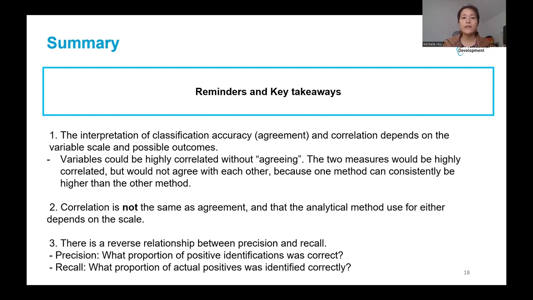Number 2, correlation is not the same as agreement, and the analytical method used for either depends on the scale. Number 3, there is a reverse relationship between precision and recall. So precision answers the question, what proportion of positive identifications was correct? Whereas recall answers what proportion of actual positives was identified correctly.